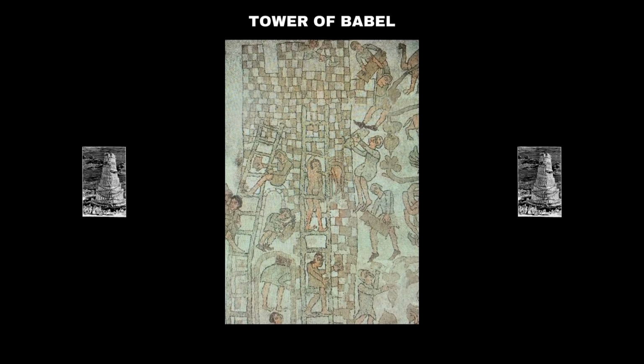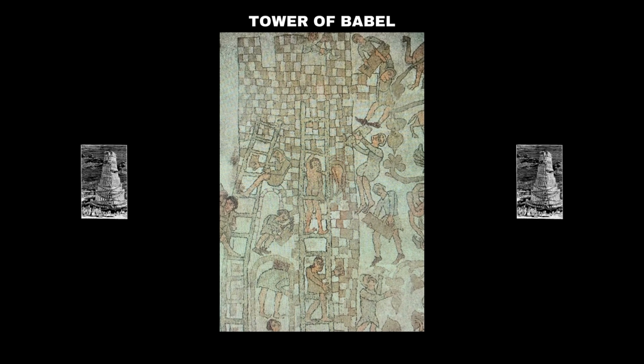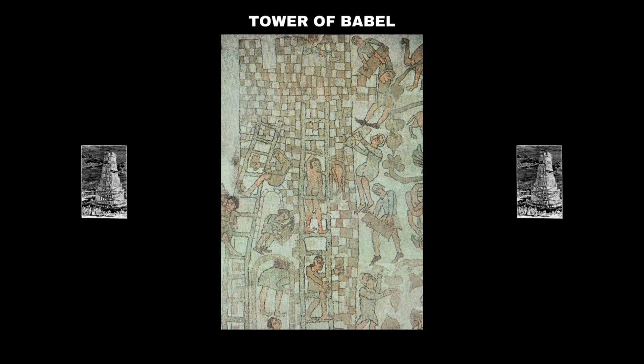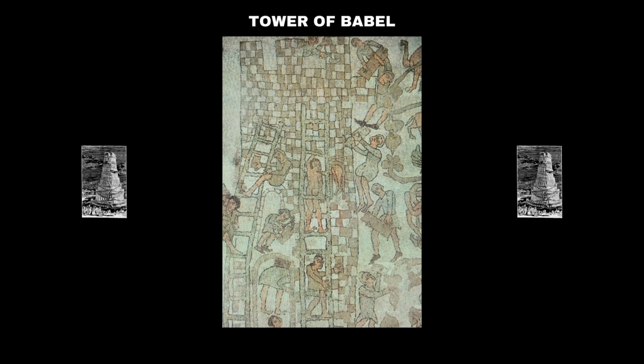On the left-hand side of the Tree of Life floor mosaic, below Noah and the flood, is a depiction of the Tower of Babel. The Tower of Babel is an origin myth and parable in the book of Genesis in the Old Testament or Hebrew Bible that takes place after the deluge or flood, meant to explain the existence of different languages and cultures.